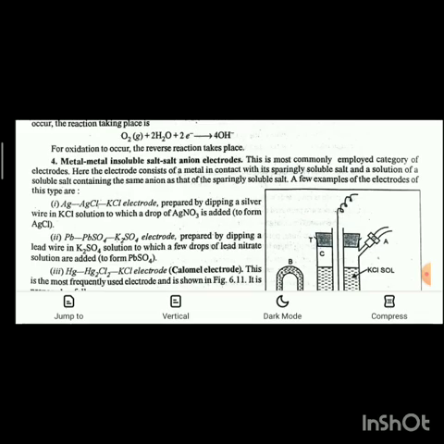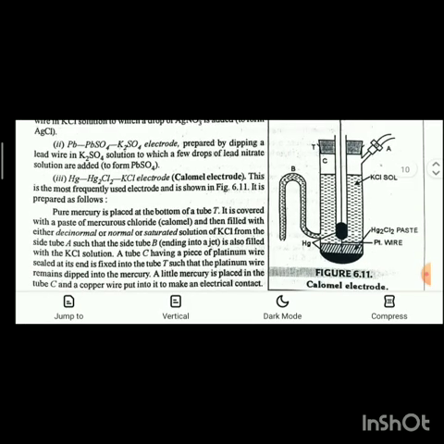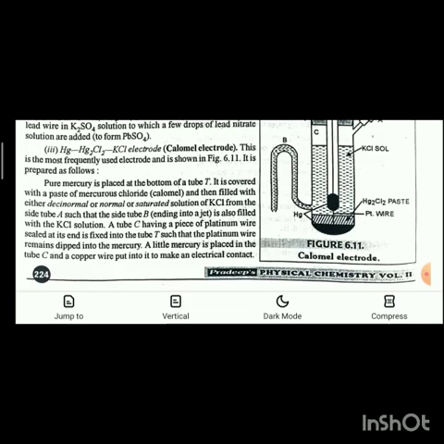A few examples of electrodes of this type are: Number 1. Silver chloride, potassium chloride electrode, prepared by dipping a silver wire in KCl solution to which a drop of AgNO3 is added to form AgCl. Number 2. PbSO4, K2SO4 electrode, prepared by dipping a lead wire in K2SO4 solution to which a few drops of lead nitrate solution are added to form PbSO4. Number 3. Hg2Cl2, KCl electrode, the calomel electrode. This is the most frequently used electrode, as shown in the figure.